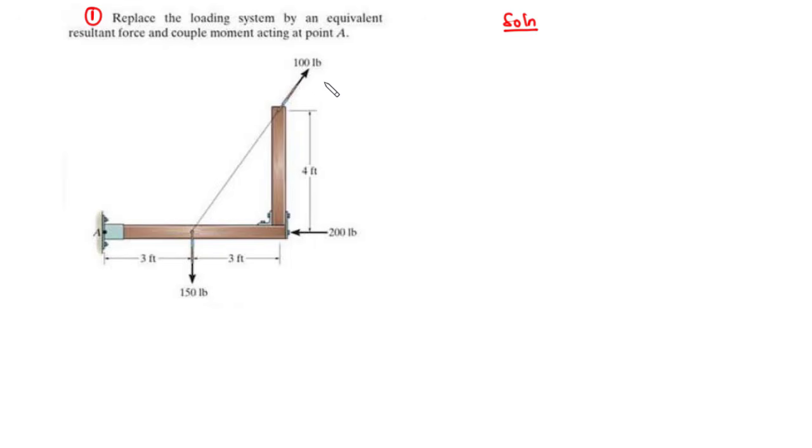Now, we have 3 forces here. Let's consider this to be F1. Let's consider this to be F2, and then this to be F3. So for F1, we have 100 pounds, F2, that is 200 pounds, and then F3 is 150 pounds. Now you realize that F2 is acting horizontally, F3 is acting vertically. However, we need to resolve F1 into its X and Y components.